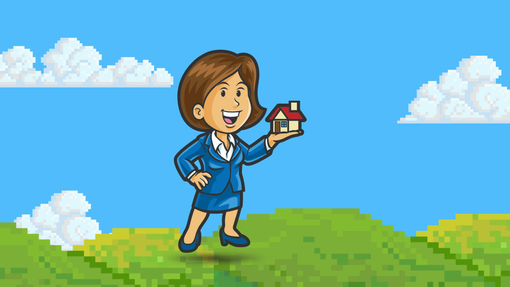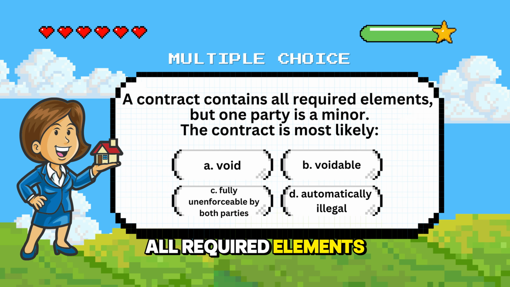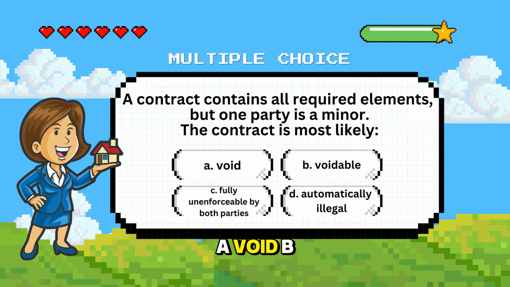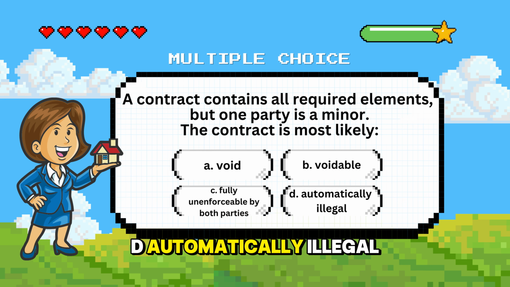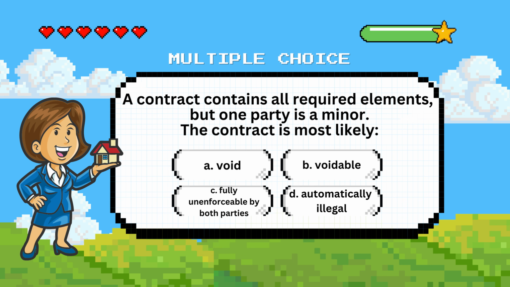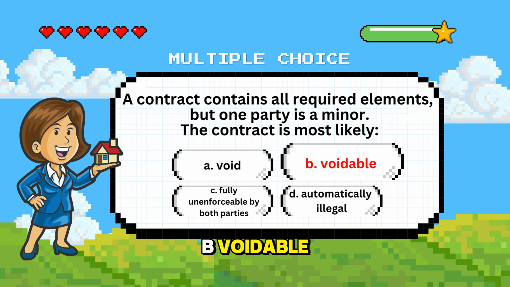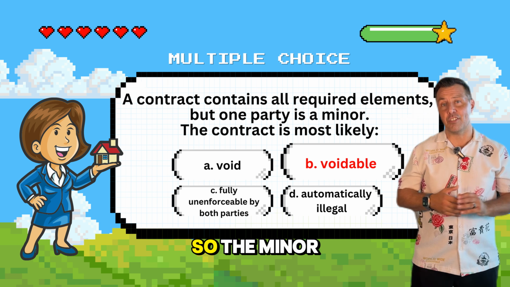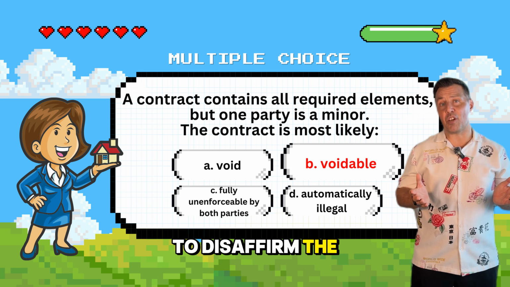Next question. A contract contains all required elements, but one party is a minor. The contract is most likely A. Void, B. Voidable, C. Fully unenforceable by both parties, D. Automatically illegal. The answer is B. Voidable. A minor generally lacks full legal capacity, so the minor may be able to disaffirm the contract.